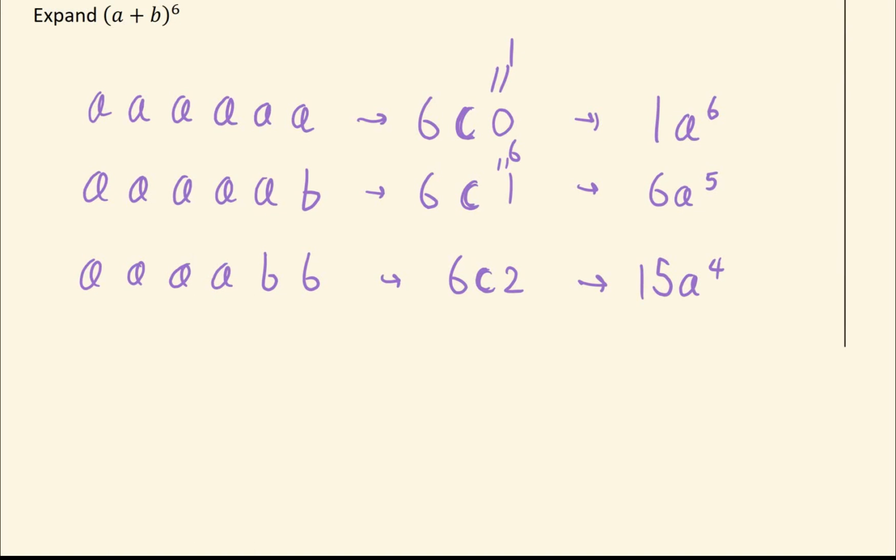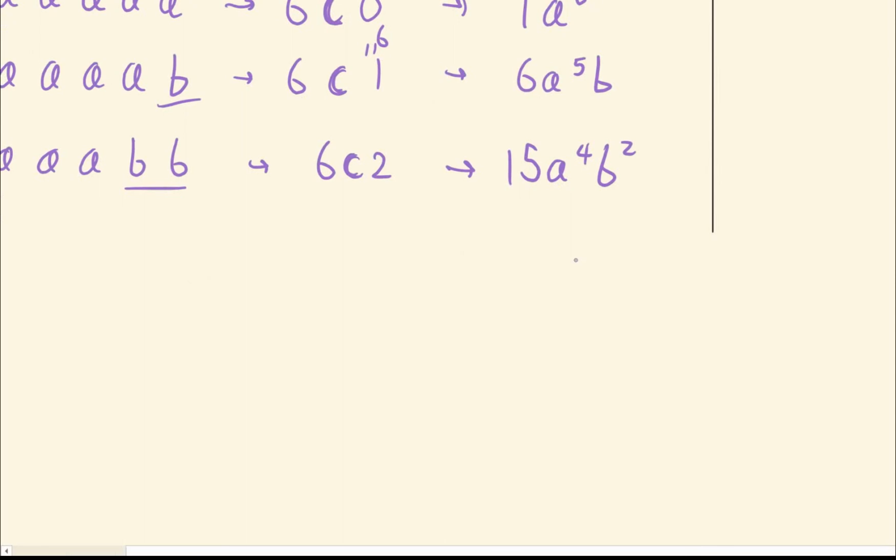Each time these powers change, I've messed up slightly here because I forgot my b's. So I had 6a to the 5 b and 15a to the 4 b squared. And you would keep doing it. You'd then have a cubed b cubed, a squared b to the 4, and so on and so forth until you get b to the 6. b to the 6 is always your last term.